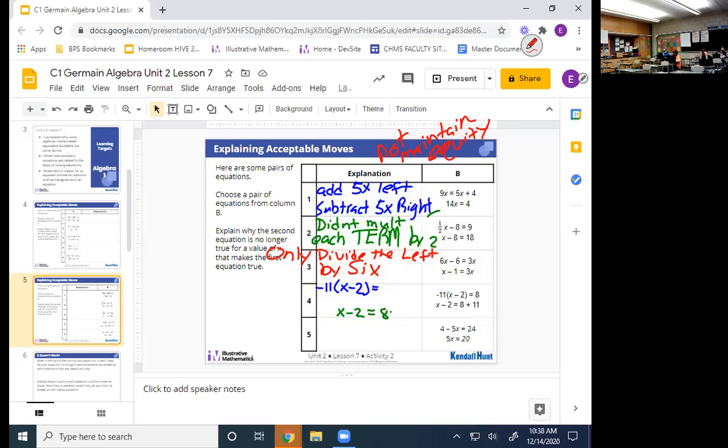Divide it by 6. Very good. So if we wanted to have maintained equity, we would have had to divide all of the terms, or both sides, by 6. Very good. Because we only did it to the left is the reason that it's not going to maintain the equity. Good. Now we're looking at 4. 4 is probably the trickiest here.